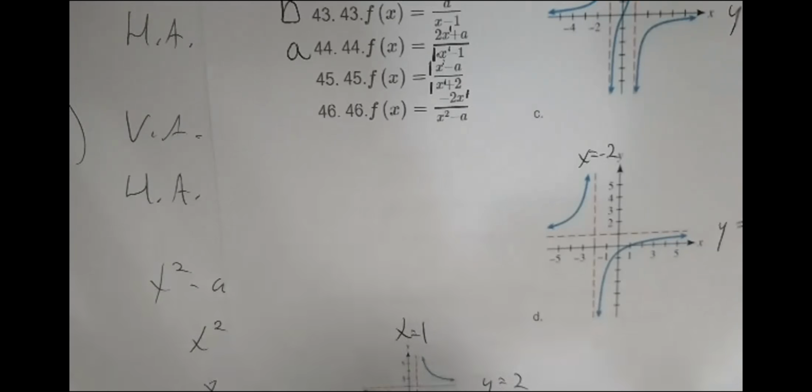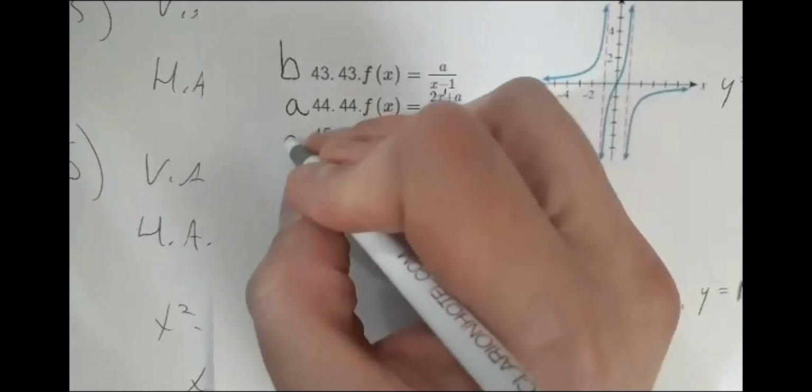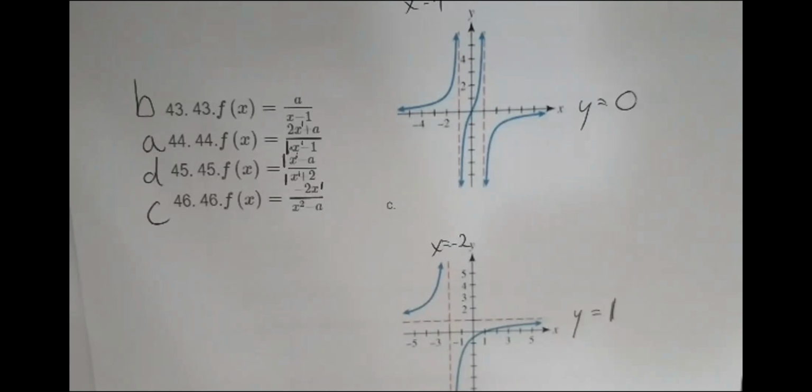But I think we have enough information to fill out everything else. So 45 had x equals minus 2 and y equals 1. I think that would give me D and C. So C is what this is. Does that seem correct to y'all? Any objections?